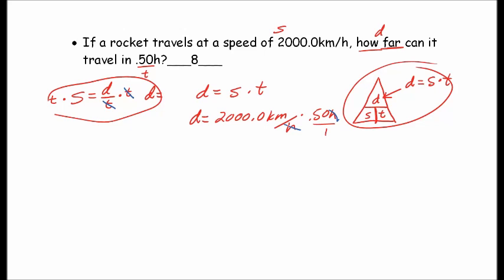So when we look at this, the unit in the answer is going to be kilometers, which is certainly a unit of distance, and therefore there's a double check. We know that that's going to be the answer. So we multiply 2000.0 kilometers times 0.50 hours, and we get a distance of 1000 kilometers. And remember, the kilometer is the only unit that comes down, the hours factored out. And so our answer is 1000 kilometers.